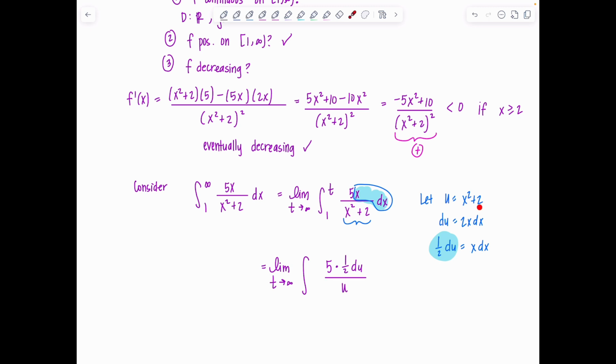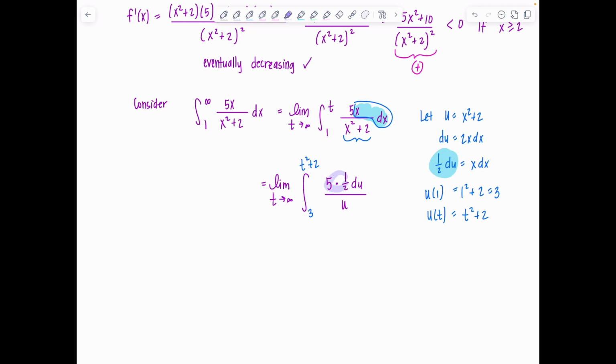So u is x squared plus 2. These limits belong to x, so I'm going to plug them in for x. So u of 1 is 1 squared plus 2, that's 3. So my new lower limit is 3. And then u of t would be t squared plus 2. How are we doing? Good? Okay. 5/2 is nothing more than a constant, so we can take it outside the integral. So this is limit as t goes to infinity of 5/2 times the integral from 3 to t squared plus 2 of 1 over u du.